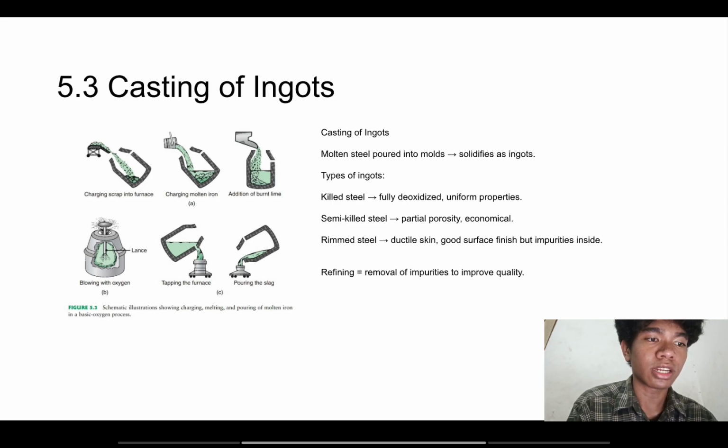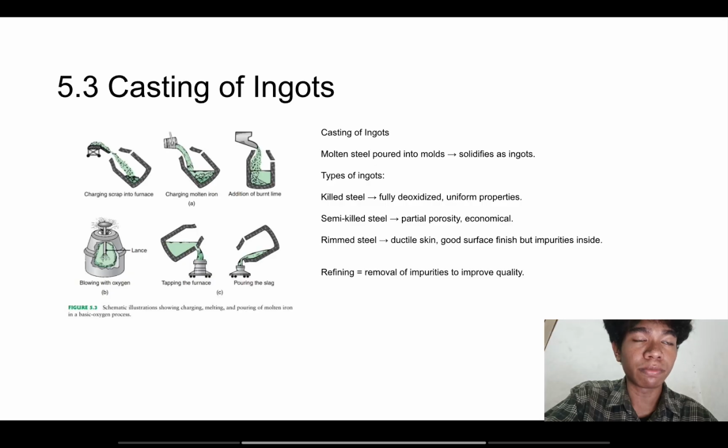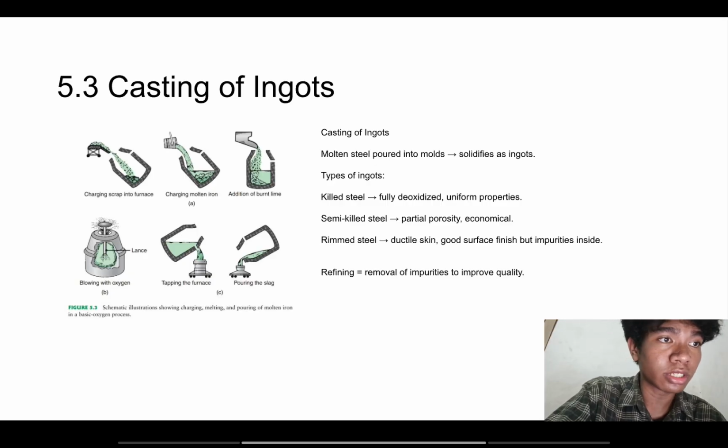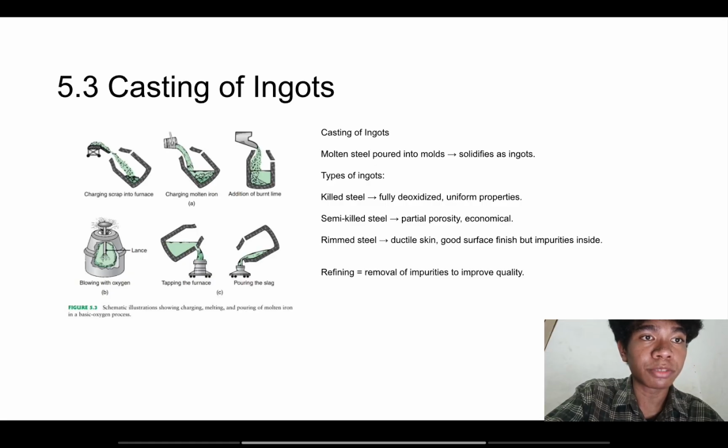Okay, now is the casting of ingots. In the casting of ingots, the molten steel is poured into molds, like in Figure 5.3 A. So scrap is charged into the furnace, molten iron is charged into the furnace, and then burnt lime is added. The molten steel is poured into molds and solidifies as ingots.